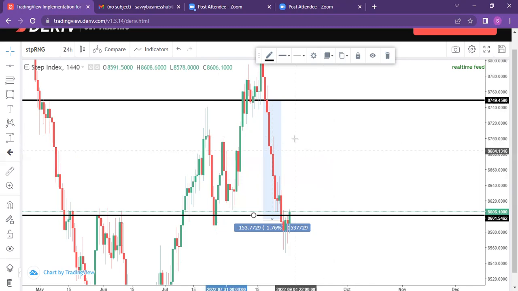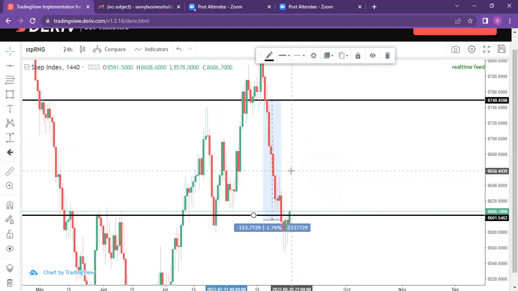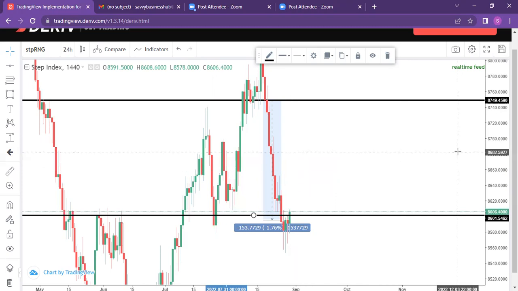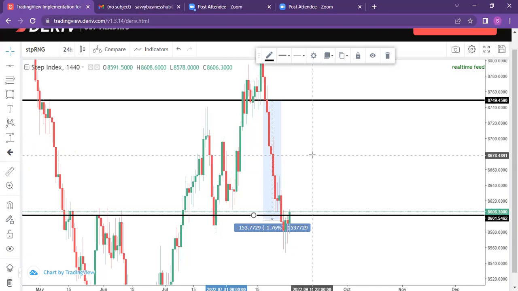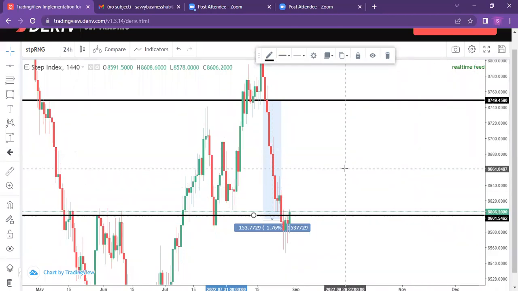Now, the least lot size you can use on Step Index, which is what I advise, is 0.1 lot size. 0.1 lot size is the least lot size on Step Index. You understand? Now, 0.1 lot size is equal to $1 per pip. So for instance, this 8749 to 8589 is 160 pips. That's 160 times $1, that's $160.